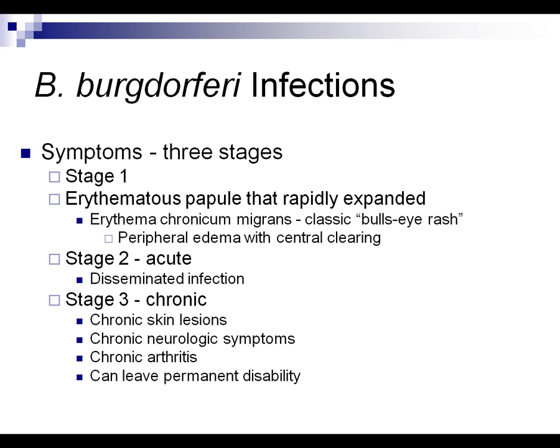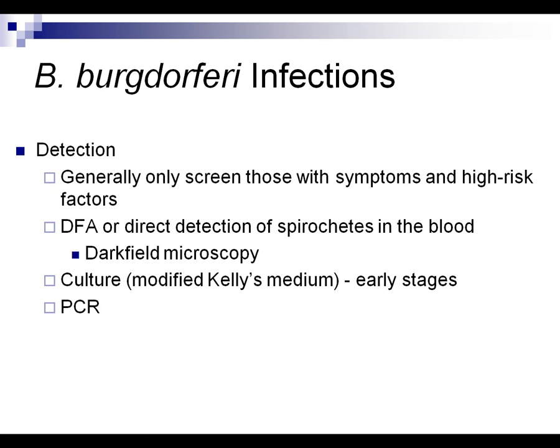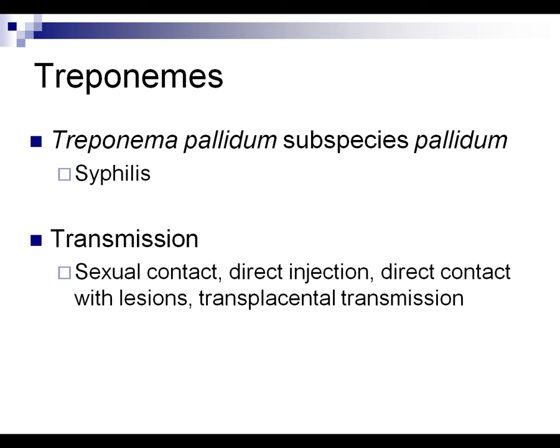In stage 3 the organism has spread to other parts of the body, and it prefers certain spots like the brain and joints, and that's why we see the arthritis and neurological symptoms. Very difficult to get rid of if it's not treated fast. Detection is generally, we screen people with symptoms and very high risk factors, so maybe they live in an area that is endemic with Lyme disease. Dark field detection of spirochetes in the blood, or dark field microscopy, is the easiest way to do it. Cultures are very difficult and only successful in very early stages, and we use Kelly's medium to culture Borrelia burgdorferi. PCR is being developed. It's more sensitive and specific, but very expensive.